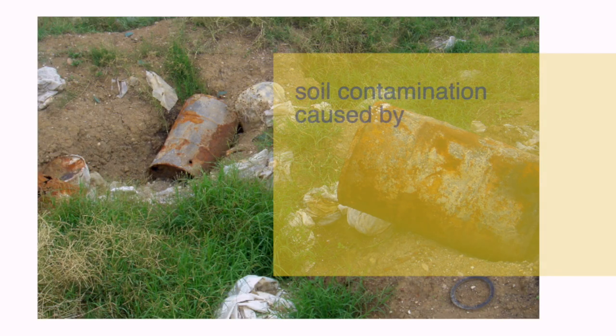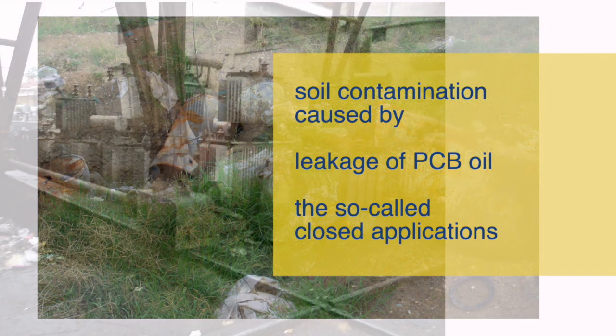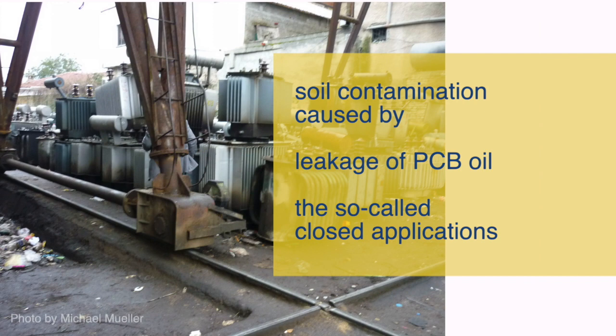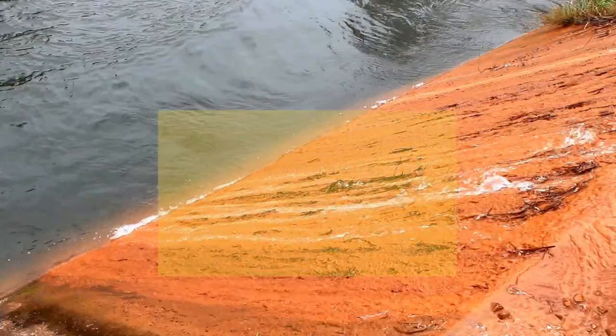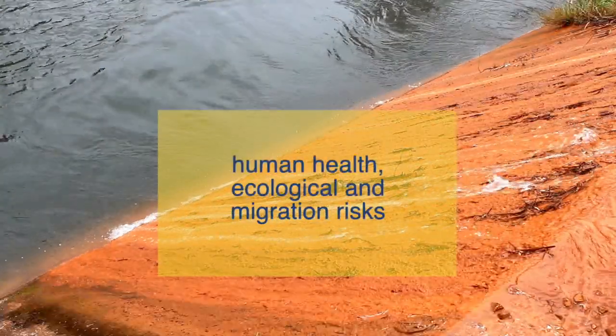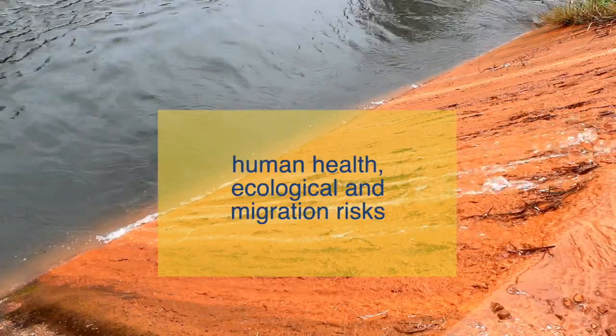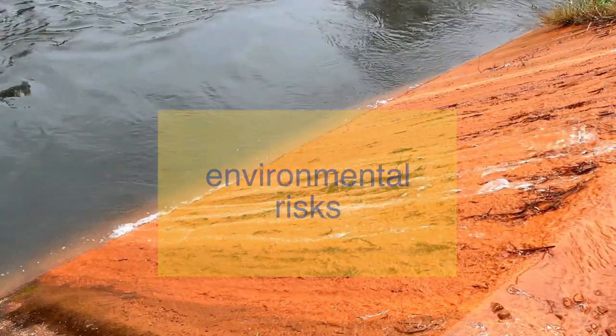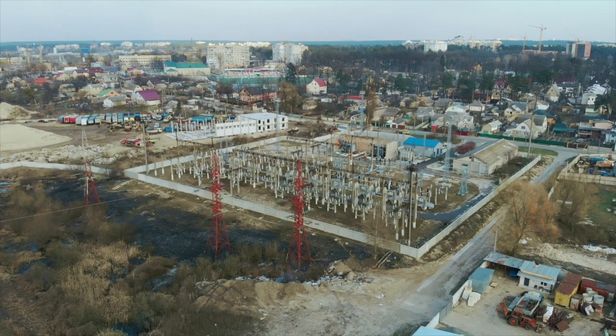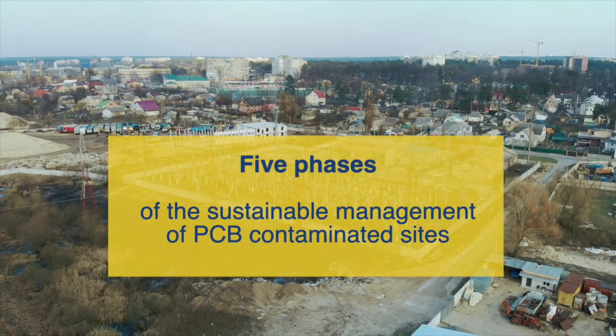This video focuses on the soil contamination caused by leakage of PCB oil and PCB containing oil from electrical equipment, the so-called closed applications, which is the most prevalent and relevant cause of PCB contamination in developing and transition economies. When soil is contaminated with PCBs, it can pose human health, ecological, and migration risks, also referred to as environmental risks. To cost-effectively control or eliminate these environmental risks, we best follow a stepwise approach.